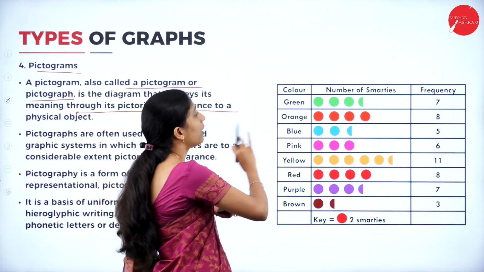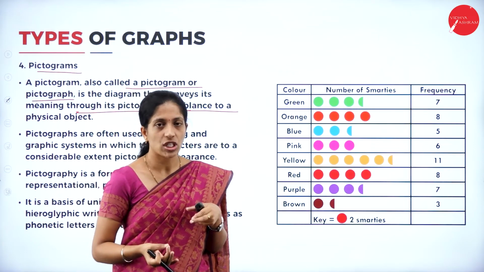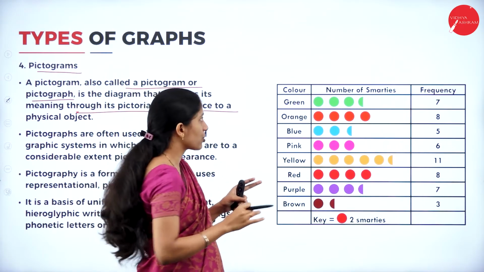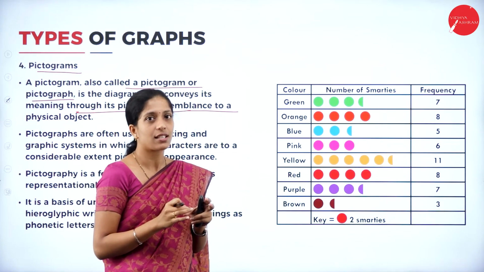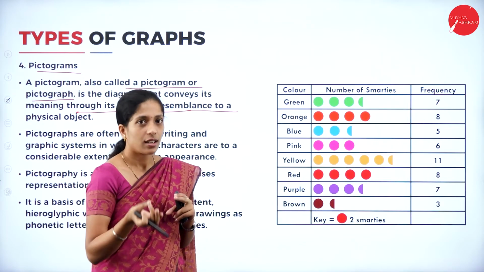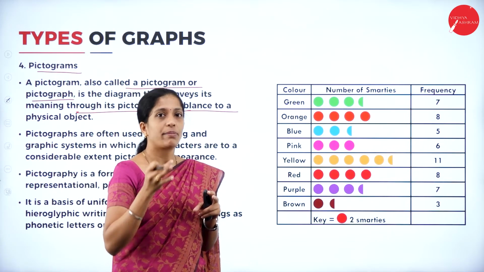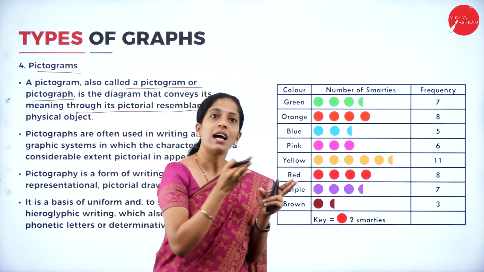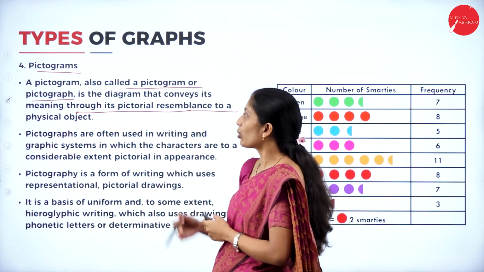Here they are going to use the real image. Suppose it is in terms of fruits, then the orange picture itself will be there. Suppose it is an apple, then an apple picture will be there. If it is a bicycle, a bicycle picture will be there. So here it resembles the actual object itself. That is known as pictograms.